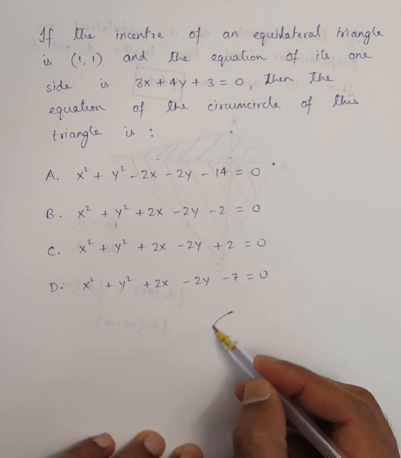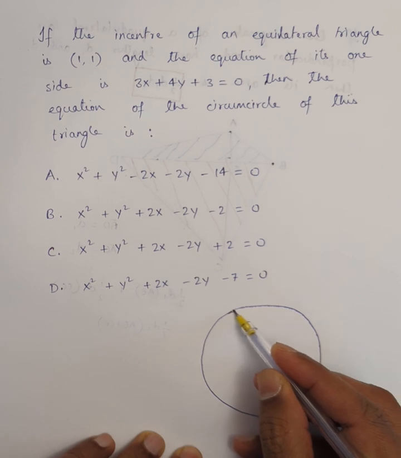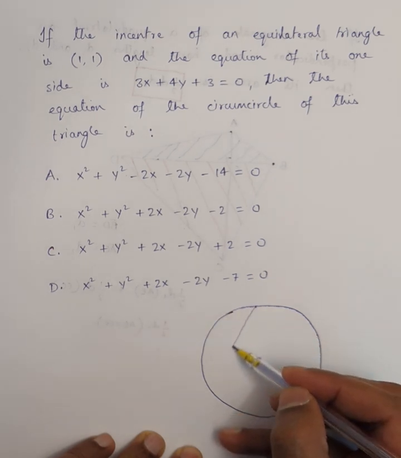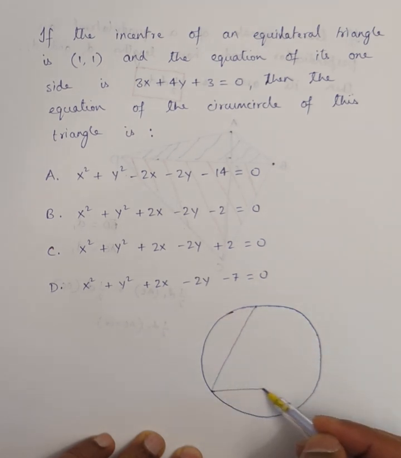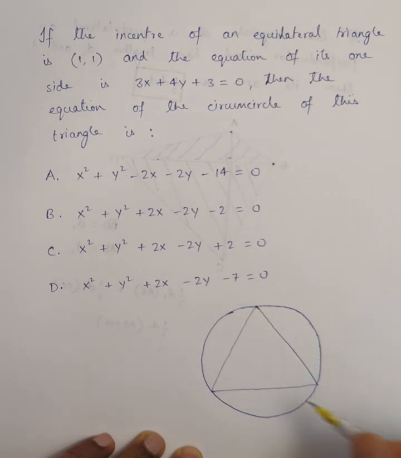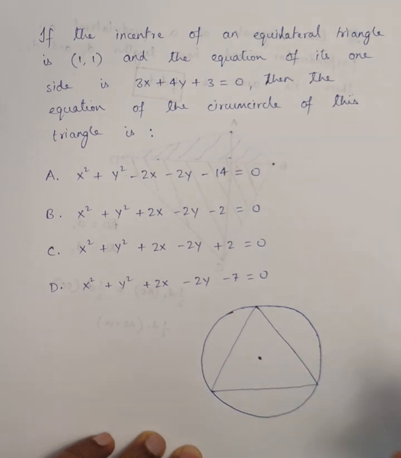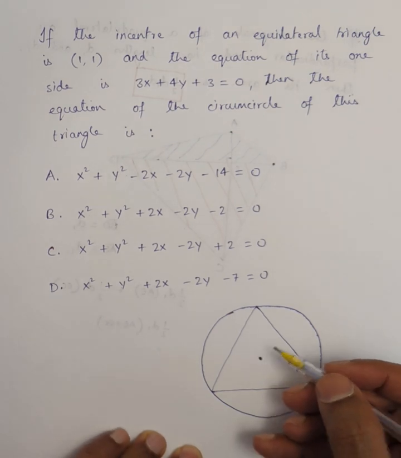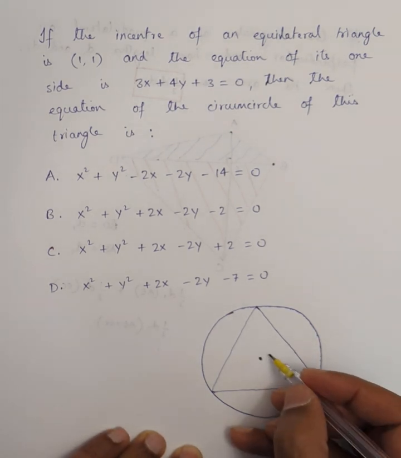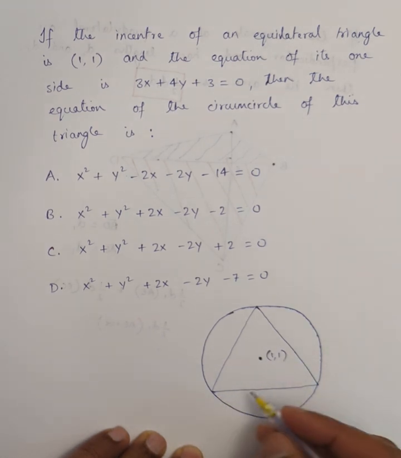So let's go ahead and draw a rough sketch of a circle. So just draw that and say it's the circumcircle of this equilateral triangle. So just draw a rough sketch of an equilateral triangle. And this is the incenter, which is also the circumcenter for an equilateral triangle. That's what happens. And this point is (1, 1). And one of the sides is 3x + 4y + 3 = 0.